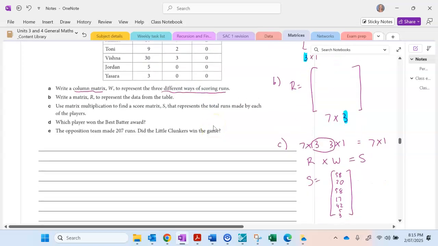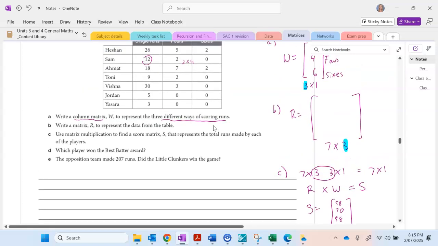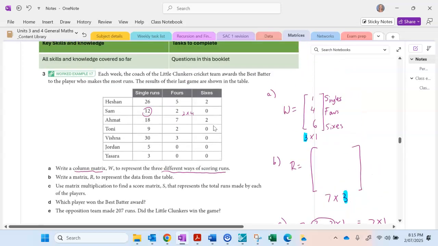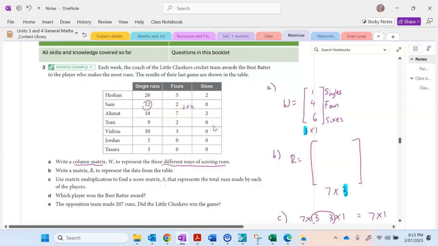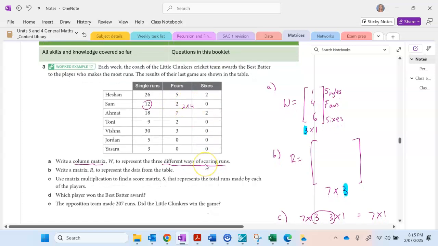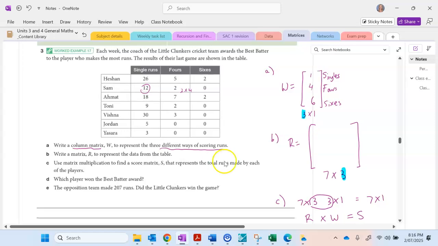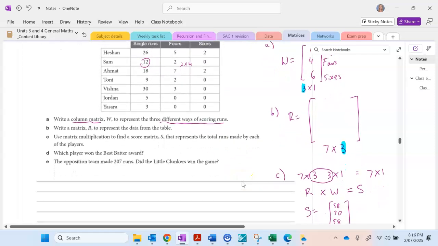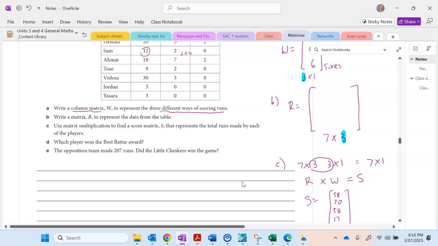So which player won the best batter? Well, it's got to be Hessian and Ahmet. If we're going by who got the most runs. Oh, single runs? I actually don't know how cricket works. So if it's the total, yeah, Hessian and Ahmet. All right, going on to question E.